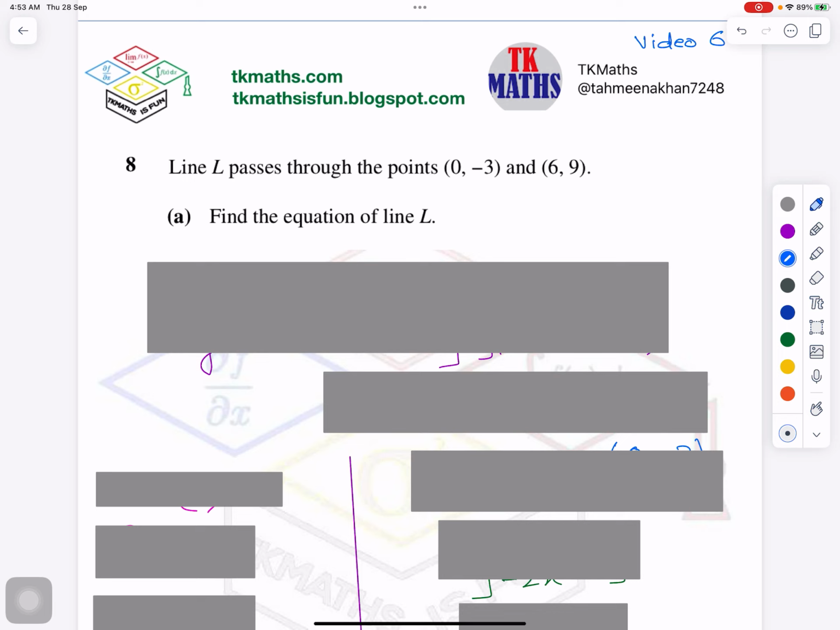This is video number 6 in the series of videos which I am making for students of year 11. These are the concepts they should know very well before starting year 11 in an examination board. This question is from coordinate geometry, also known as the straight line topic.